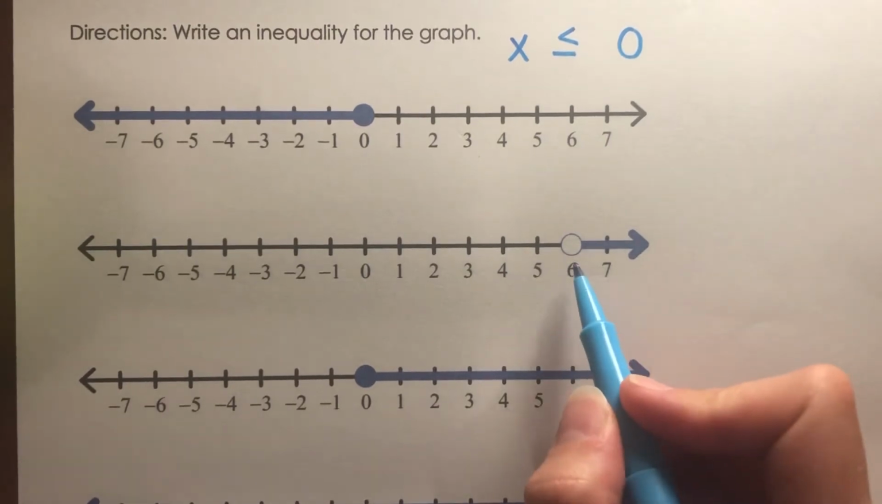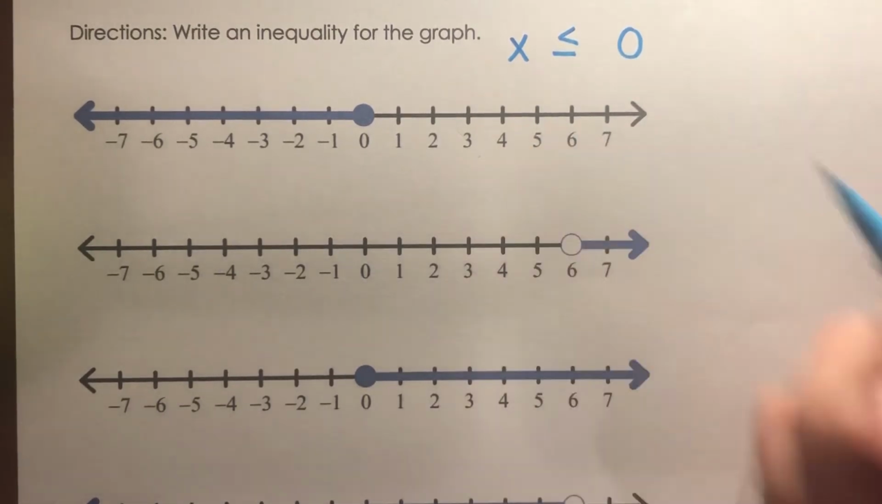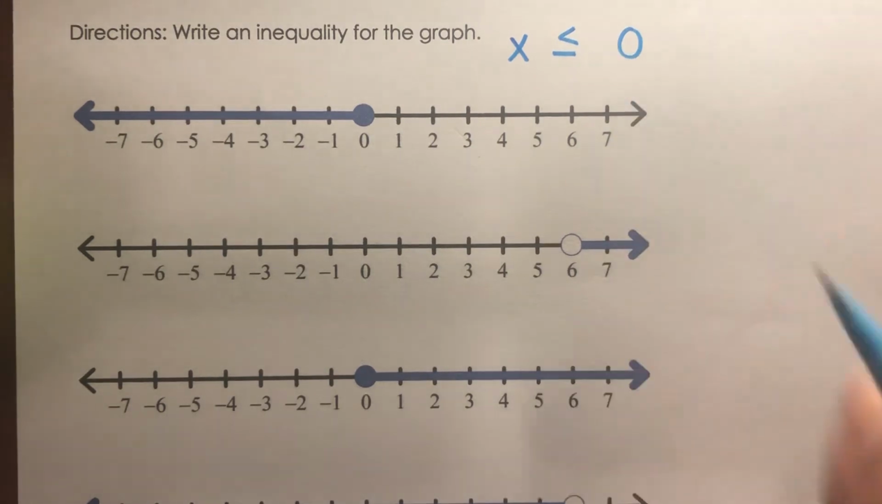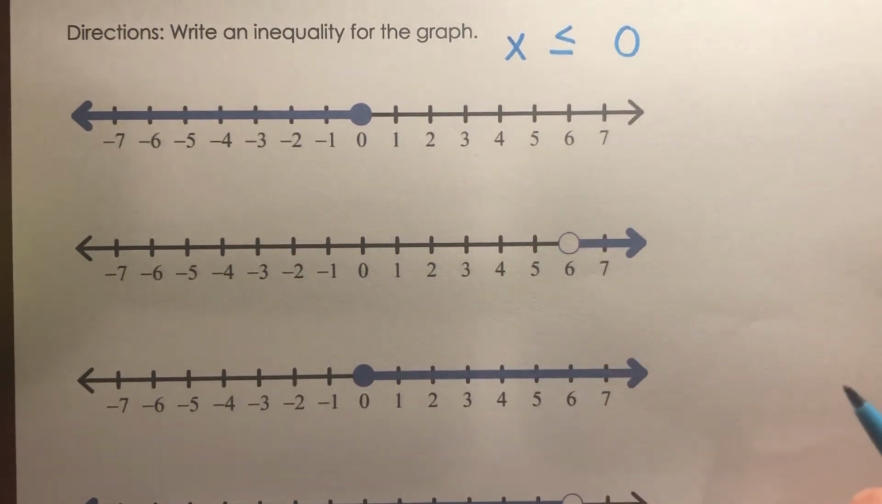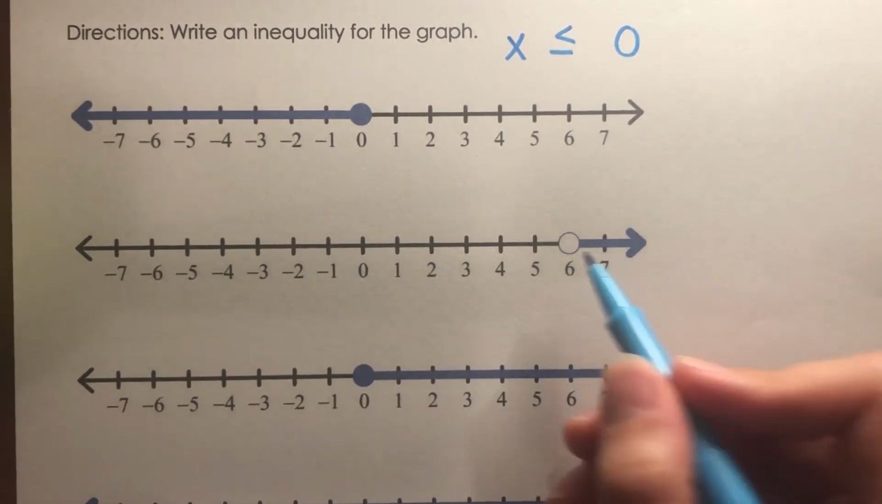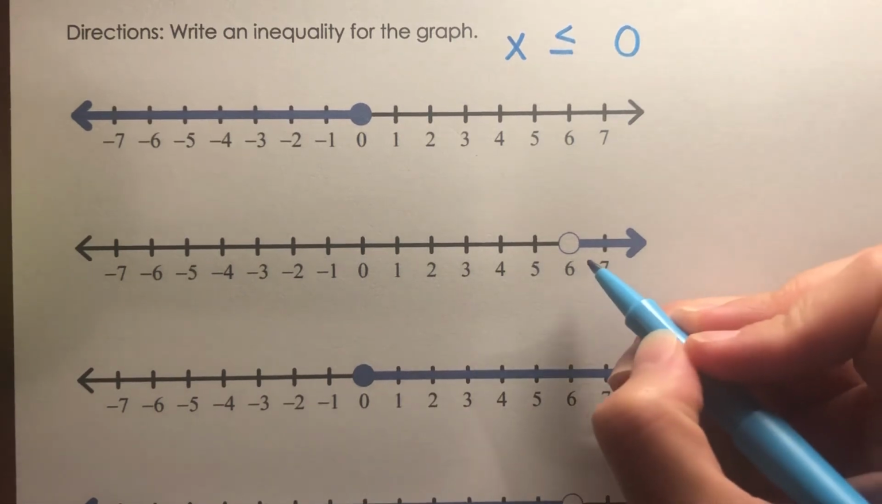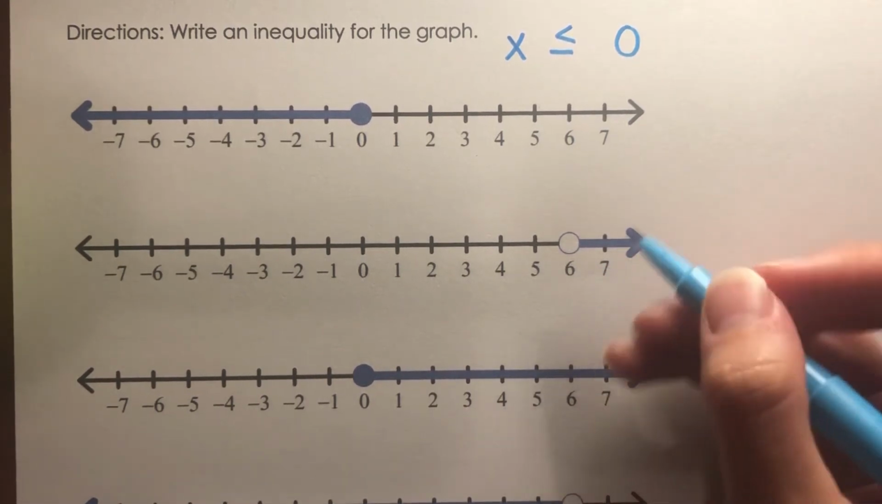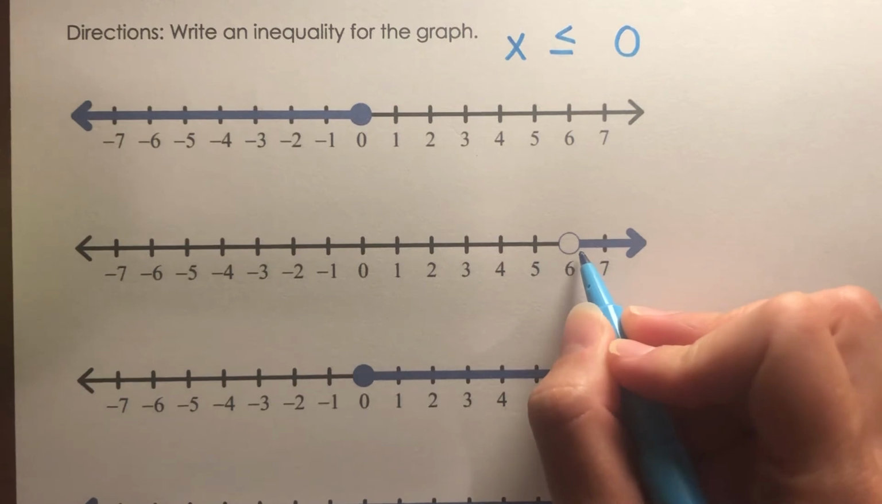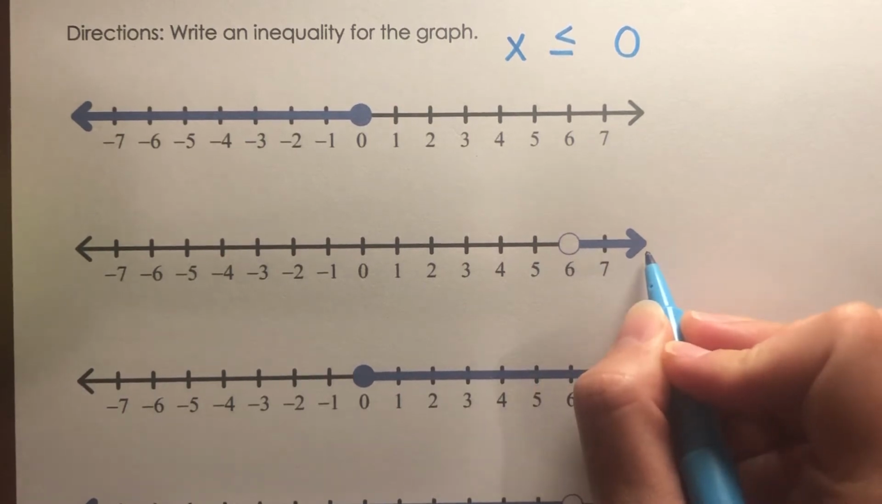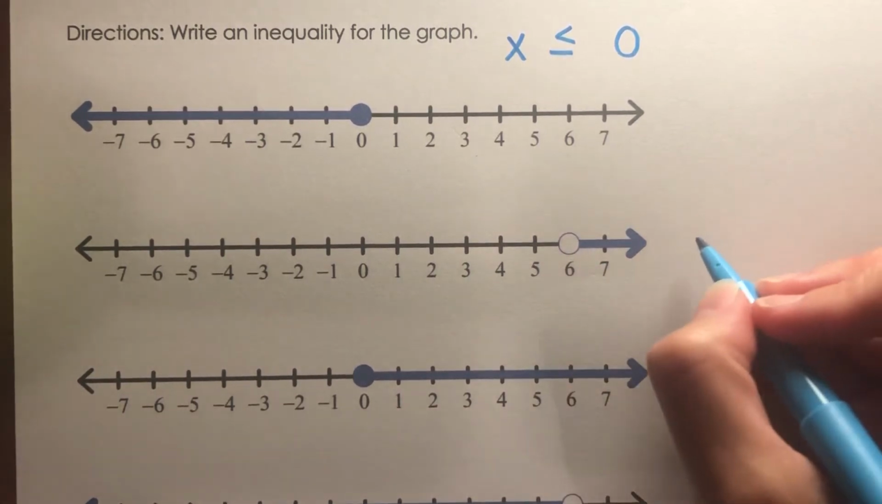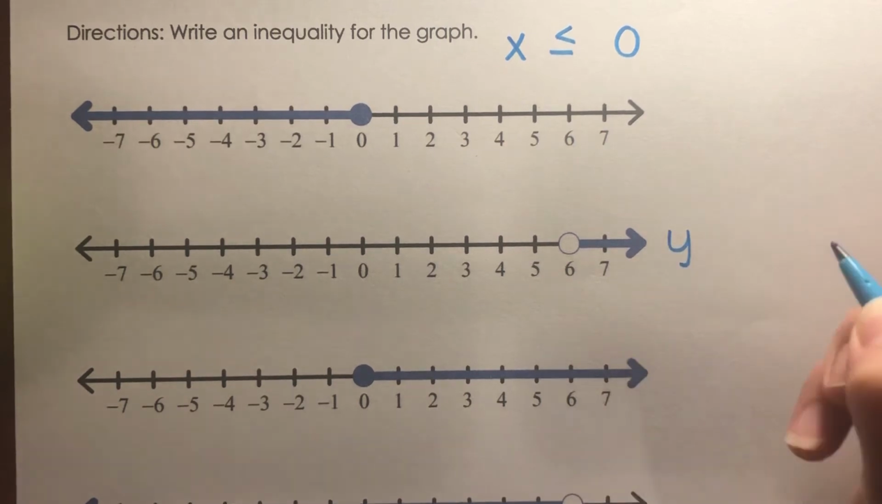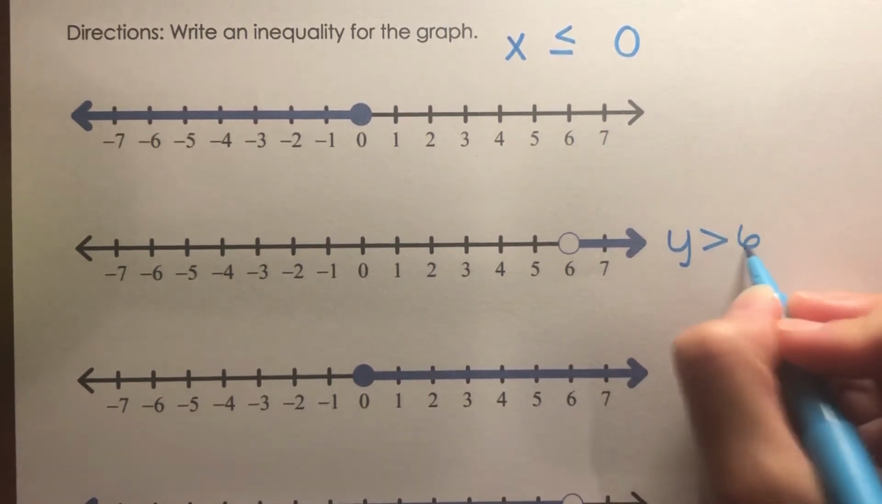All right, for our next example, and we can use any variable we want. We don't have to use x every time. So for our next example, we have an open dot, which means it's either going to be less than or greater than. And everything is to the right of 6, which means it is going to be greater than. So let's use the variable y. Y is greater than 6.